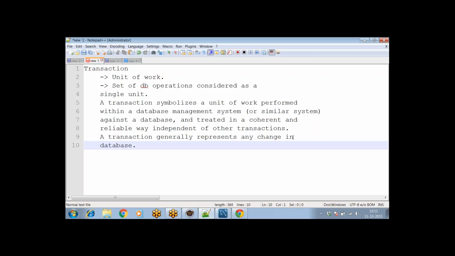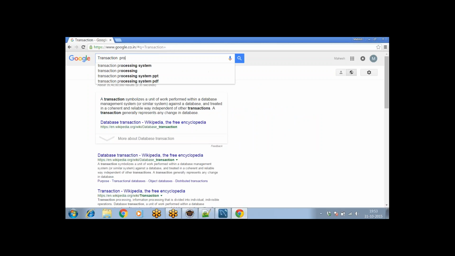It says a transaction generally represents any change in the database. These operations represent some changes in the database server, right? Basically, a transaction will have attributes, properties actually. Every transaction should satisfy these properties. Every transaction should possess the properties. Let's see what the transaction properties are.